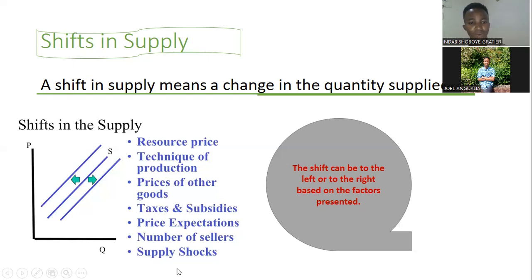The supply shock. The supply shock is an unfortunate or abrupt decrease in the production of a certain commodity or supply. Like what we saw the other time when there was a shock in the fuel due to external factors like the war in Ukraine. There was immediately a shock that led to what? To a decrease in the supply of fuel. However, in case the supply shock is favorable, where there is abundance, then the supply curve will shift to the right because there will be an increase in the quantity supplied.